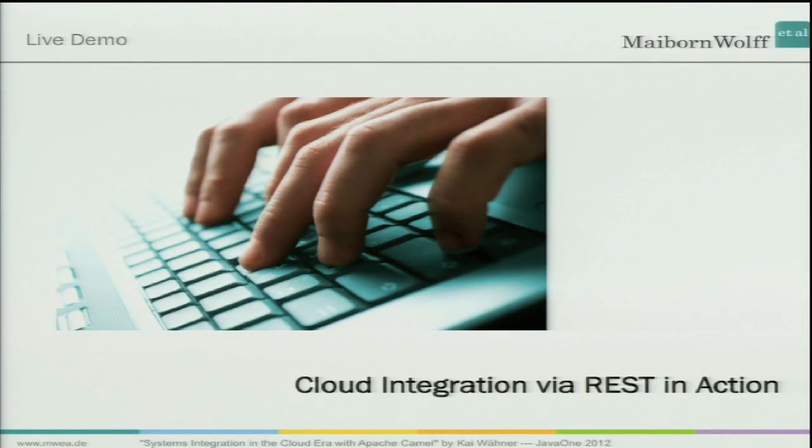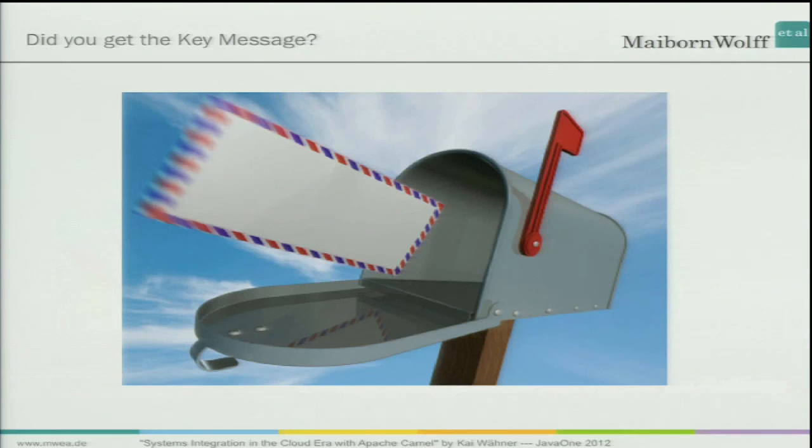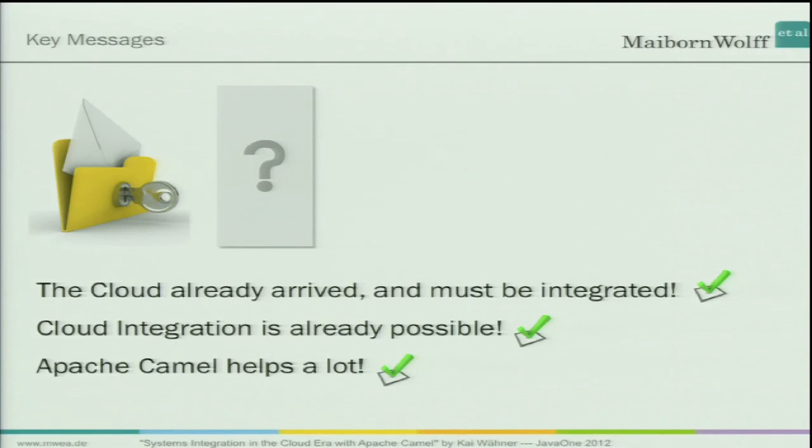Okay, so I've shown you a lot of different examples how you can integrate cloud services. And so finally, I hope you did get the key messages. Let's recap that again. The cloud already arrived, definitely. Probably most of you will use cloud services in the next years. And it has to be integrated. It has to communicate with other cloud services and also with legacy applications. This integration, as you have seen, is already possible, and Apache Camel really helps a lot.